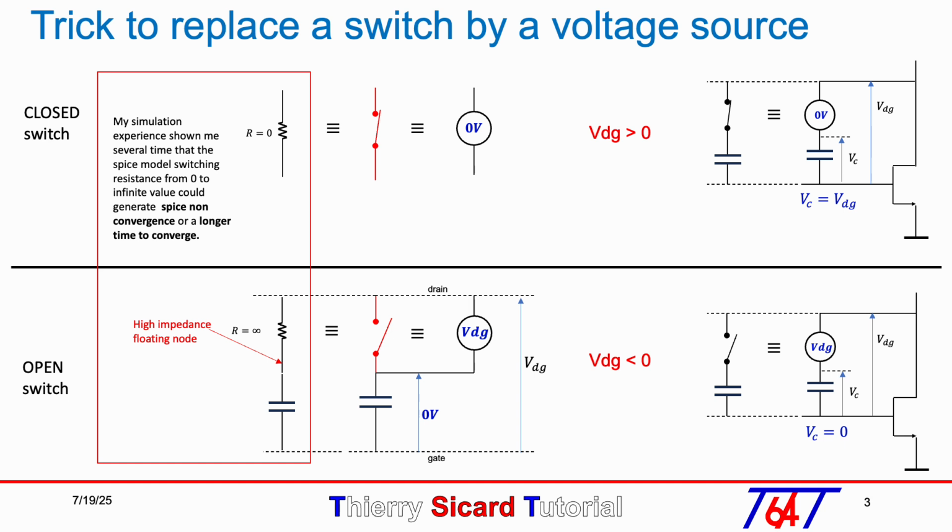Simulator convergence is less problematic by forcing voltages rather than controlling the high impedance node. Furthermore, by using the voltage source to replace the switch, the voltage across the disconnected capacitor is 0 volt and thus not a high impedance node.